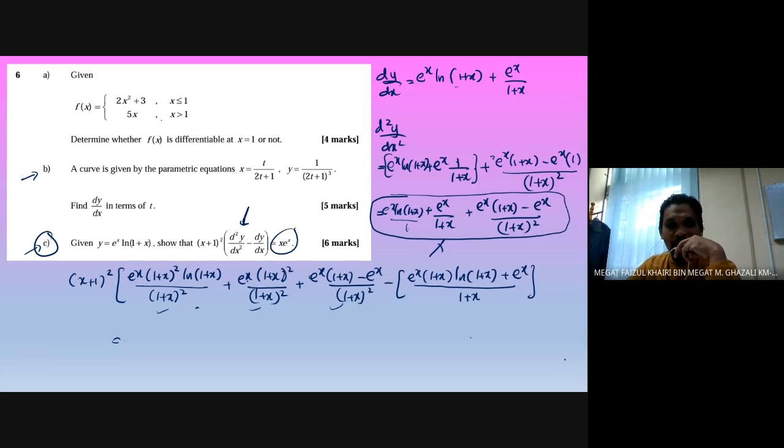Okay, ini agak panjang saya. I'm not going to waste myself, spend much time on this. But the idea is here. Find dy/dx, find the second derivative of this, substitute here and here with times (x plus 1) in bracket squared, and make sure that your final answer ends up as x times e to the power of x.